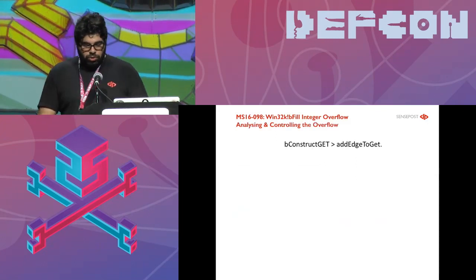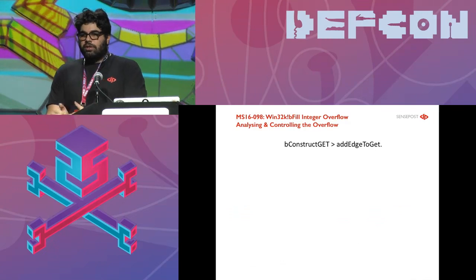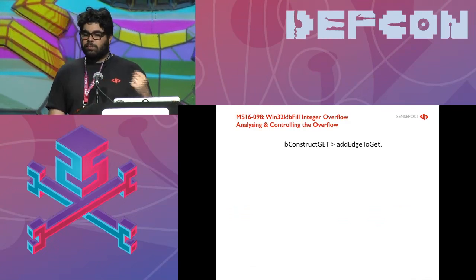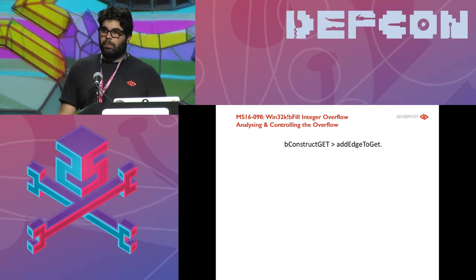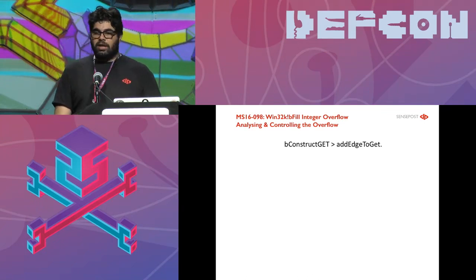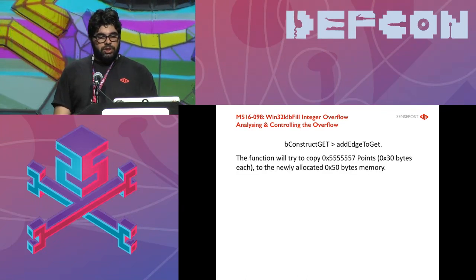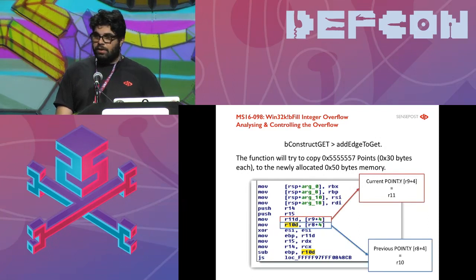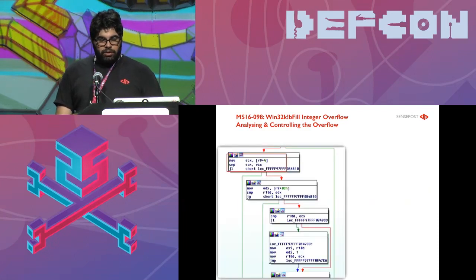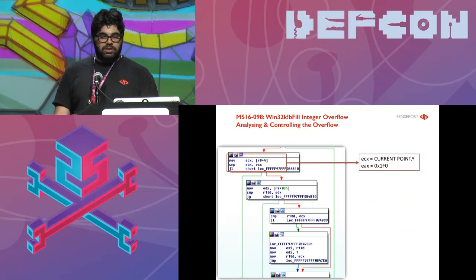We needed to control the overflow, since if we write this large number of points into a small allocation size, it will blue screen the system faster than we can do anything. The function responsible for copying points is bConstructGet, and it calls AddEdgeToGet. This function will cast the previous point.y to R10 and the current point.y to R11. Then it will check the current point.y against a certain value, which on my system was 1F0, and it proved to be working on all systems.